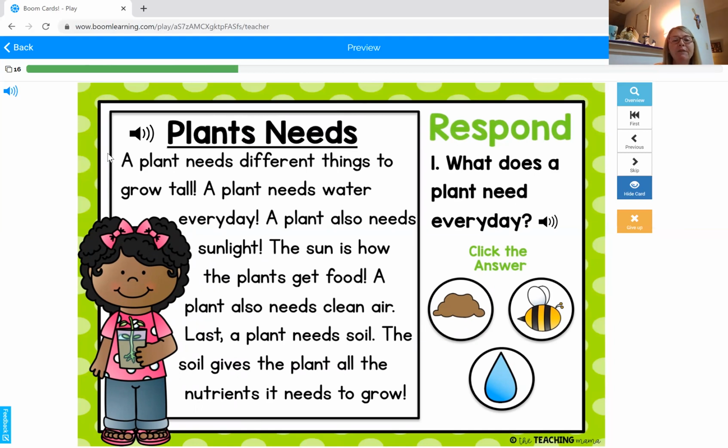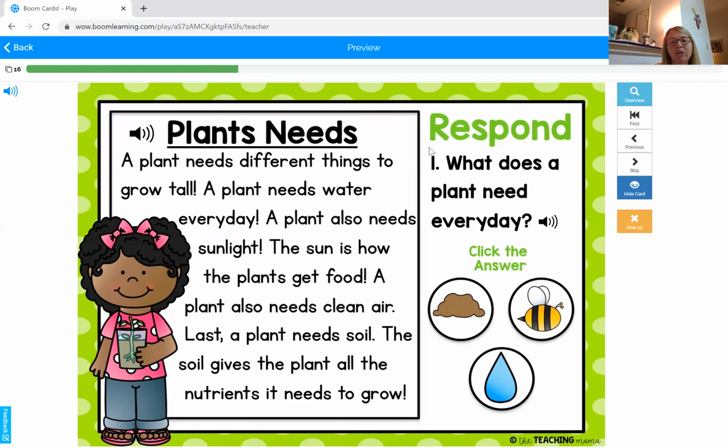A plant needs different things to grow tall. A plant needs water every day. A plant also needs sunlight. The sun is how the plants get food. A plant also needs clean air. Last, a plant needs soil. The soil gives the plant all the nutrients it needs to grow.